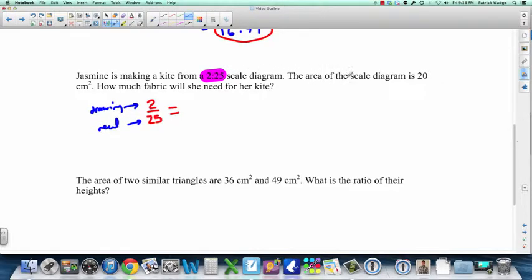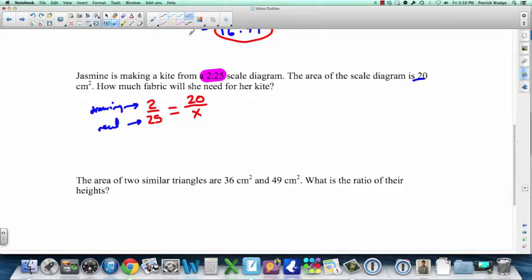So it says the area of a scale diagram is 20 centimeters squared. This 20, is that the drawing or is that the real thing? That's a diagram, it's a drawing. So you have to put 20 up here. And then what we want to know is how much fabric will she need for her kite, for the real kite. So I put an X here. Okay, this seems really easy. It looks like we can just cross multiply and be done. Is that true? No. Why not?